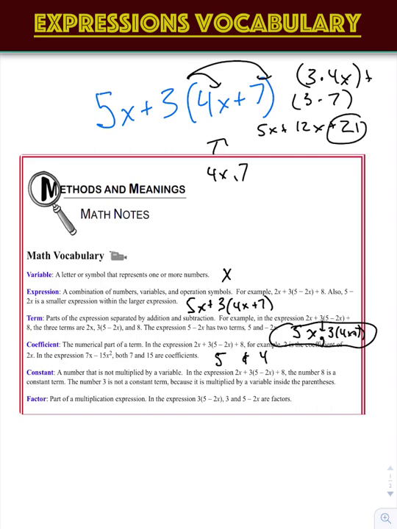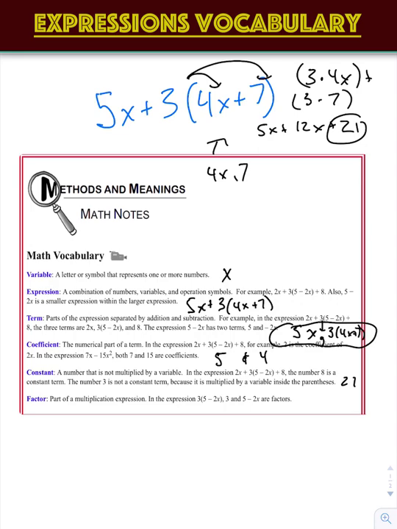21 would become our constant. It is not multiplied by any variable. So at first glance it appears that we don't have a constant, and we really don't from the get-go, but as we evaluate the problem we are left with a constant, and that is 21.